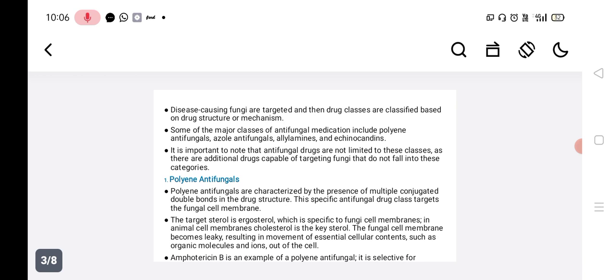The fungal cell membrane becomes leaky, resulting in movement of essential cellular content such as organic molecules and ions out of the cell. Amphotericin B is an example of polyene antifungal drugs. It is selective.